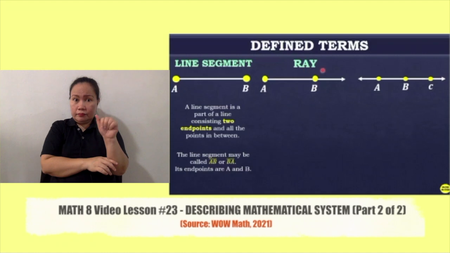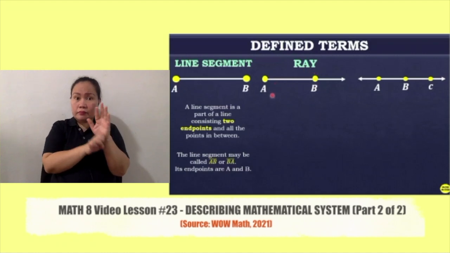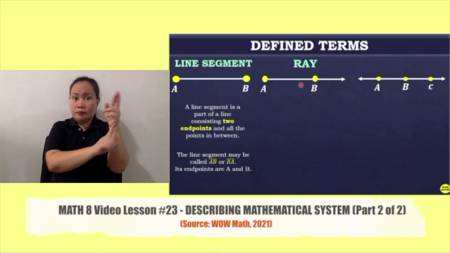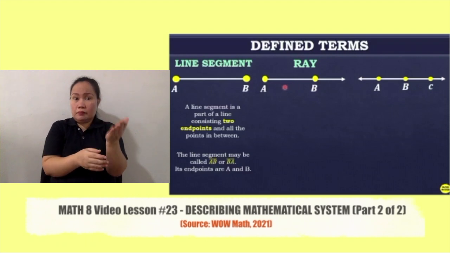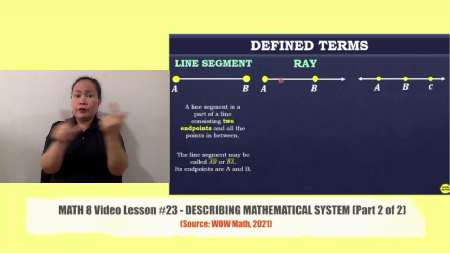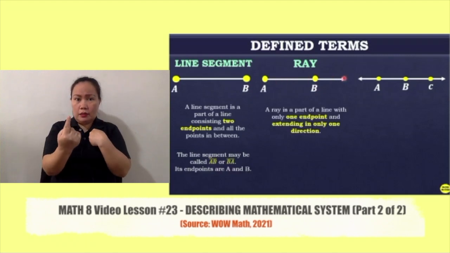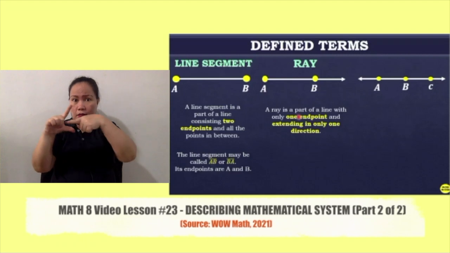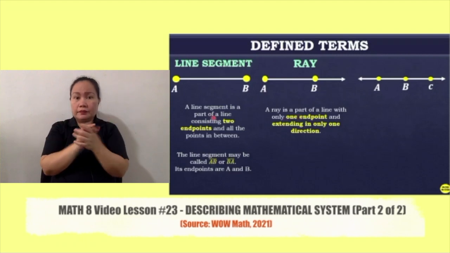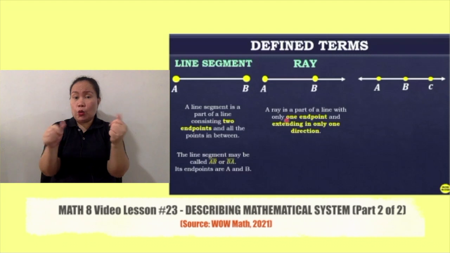So, let's proceed to the ray. So, this is an example of a ray. So, what is the difference? Okay? So, from a line, subset rin siya ng line. Ito sa ray, meron na lang siyang isang arrow. Okay? So, a ray is also a part of a line. So, pare-pareho silang part of a line with only 1 endpoint.